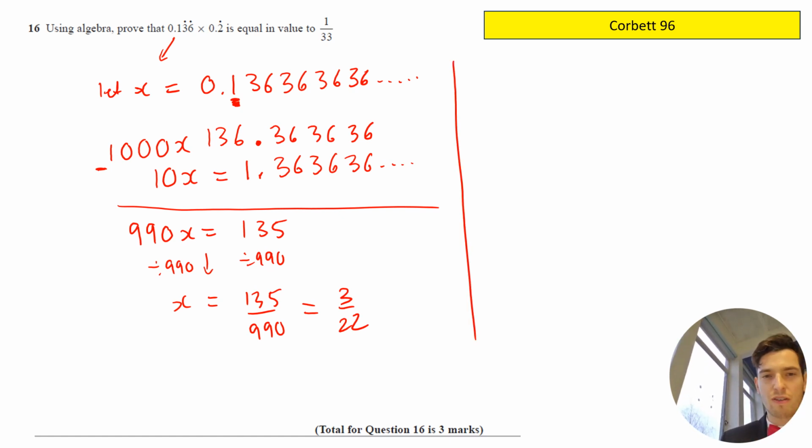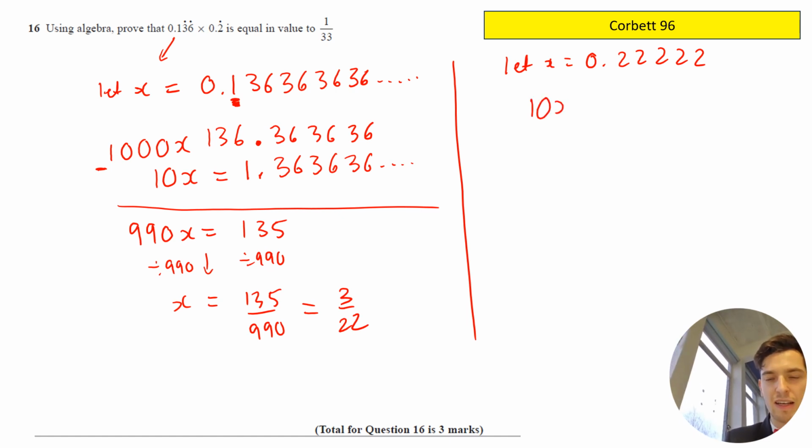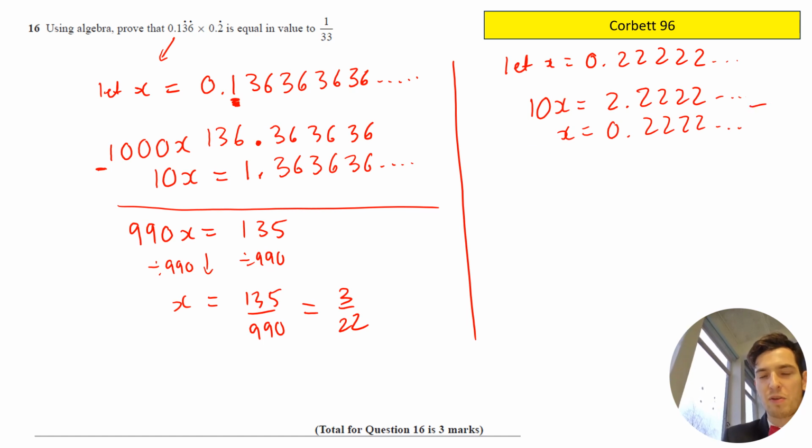Okay, now I've got 0.2. So I can say let x equal 0.2 recurring. And this is actually an easy one. I've just got that 2 recurring, so I can say 10x equals 2.222222. I'm going to write x underneath that, and I can see that I don't need to do that much work. Subtract them. 9x equals 2.